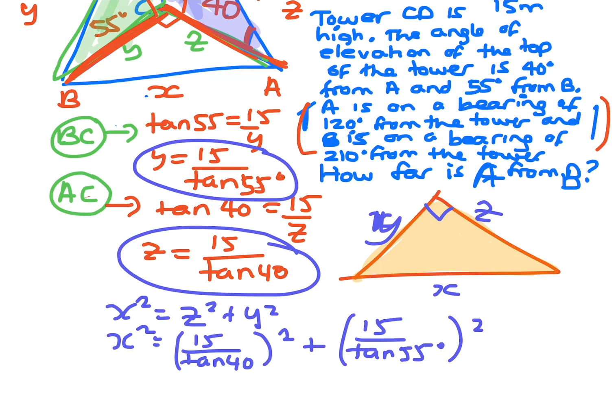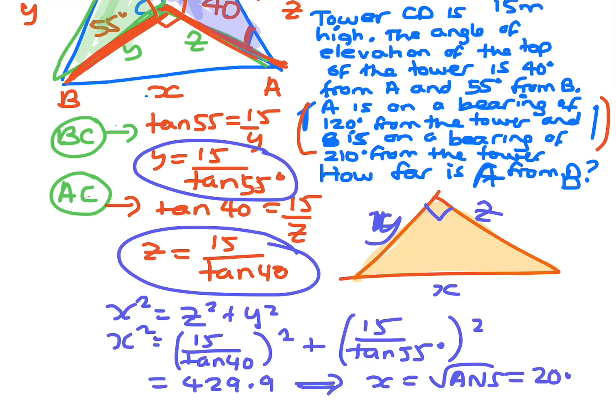So it's going to be 15 over tan 40, squared, and you get 429.9. And then from there, you've just got to square root your answer, which is 20.7. And what units did we have this in? Metres. So it's 20.7 metres, because it's 15 metres.